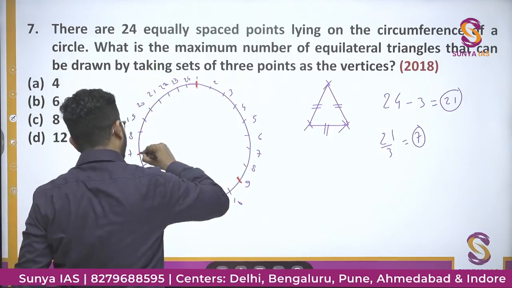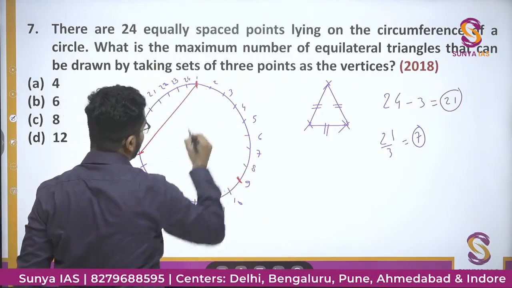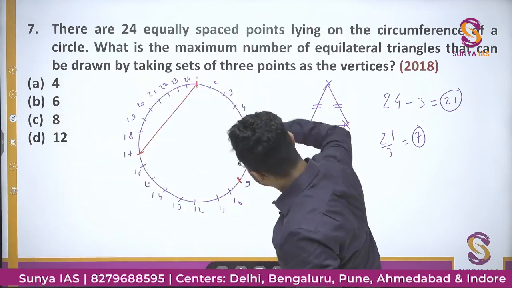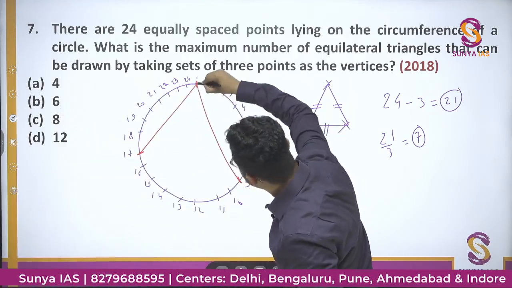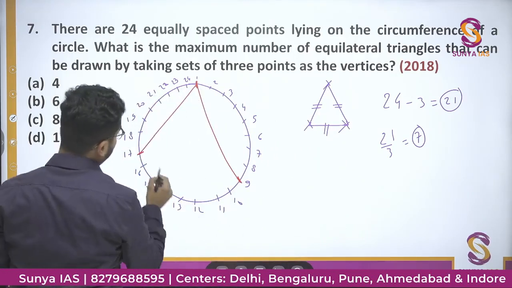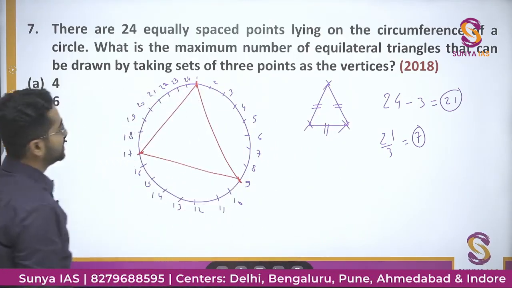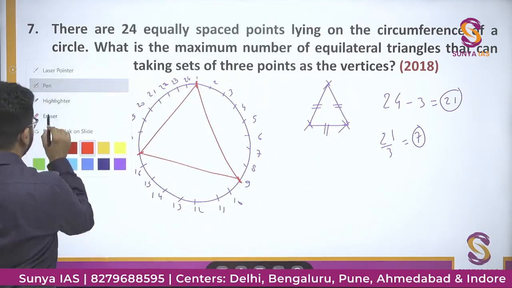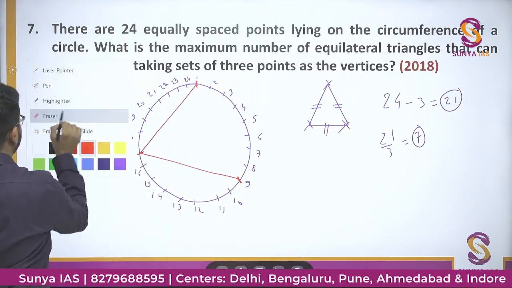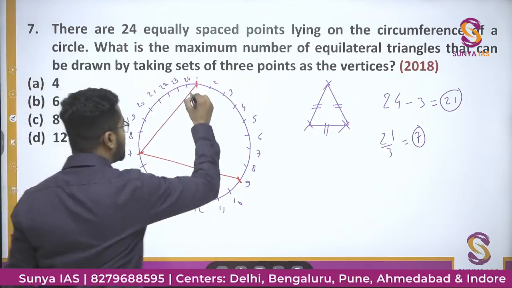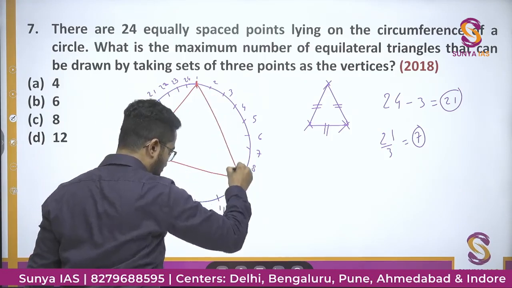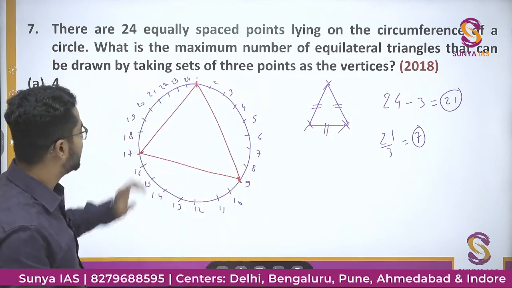So now if I draw lines like this, and this is a line, then this is an equilateral triangle. This is an equilateral triangle.